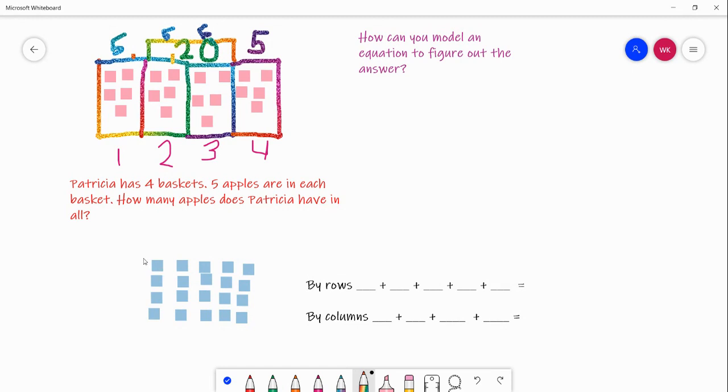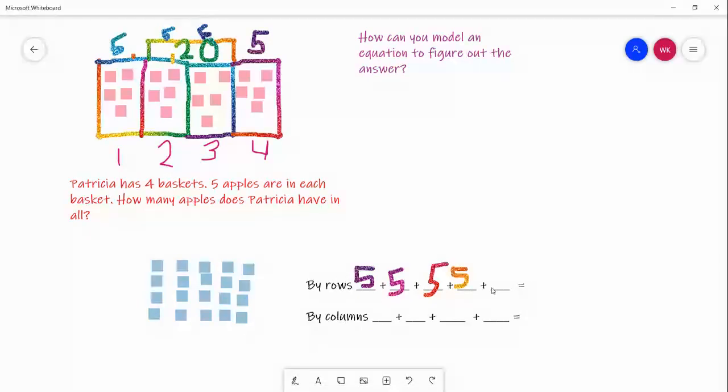So we are going to count up our rows. This is 1 row. In 1 row, we have 1, 2, 3, 4, 5. And in all the other rows, we have 5 too. So we have 5 in the first one, 5 in the second, 5 in the third, and 5, or sorry, there's only 4 rows. So I only need 4 lines. So silly of me. I'm going to delete one of these because we only have 4 rows, so we only need 4 lines.